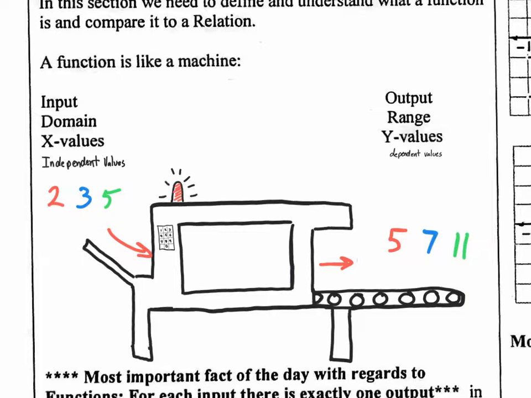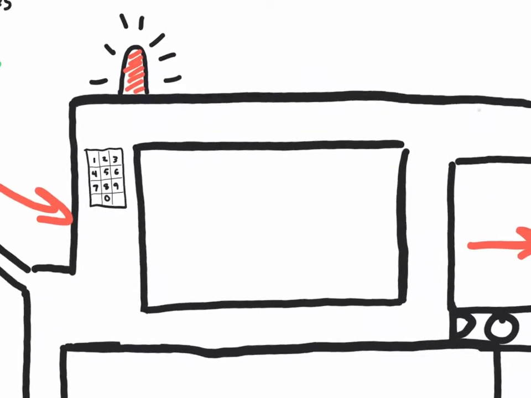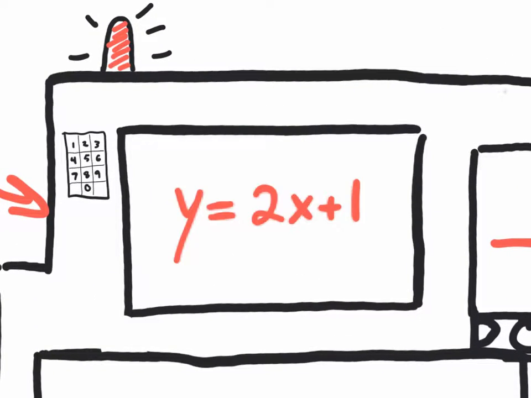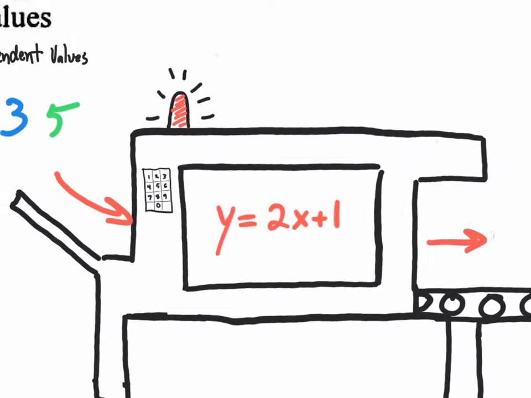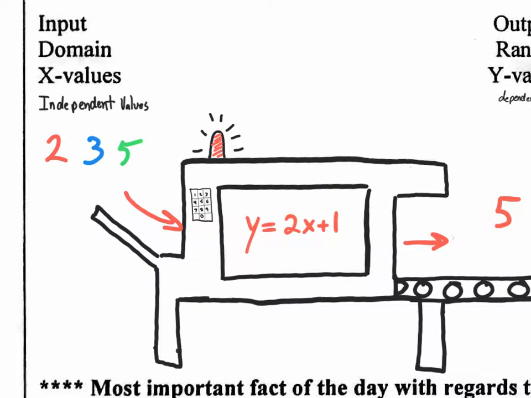So how do we get from 2 to 5? Well, let me tell you, inside here, if you were to look inside the window, what's happening is y equals 2x plus 1. Okay, now what does that mean? That means that I'm plugging in the 2. I plug in the 2 right into the x, and that would be 2 times 2 instead of x. What's 2 times 2?